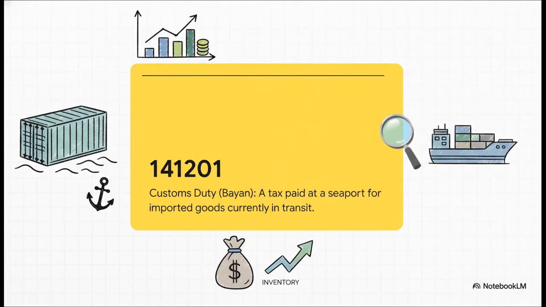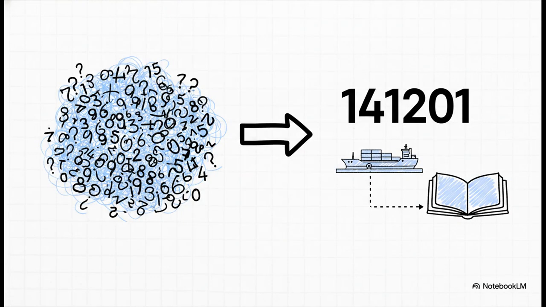And here it is, the whole story. 141201 stands for Customs Duty, sometimes called a bayon. It's the very specific tax a company paid at a seaport for goods they've imported that are still on their way to be added to their inventory. Wow. I mean, all of that detail packed into just 6 little numbers? It's pretty incredible. So just like that, what started as a totally meaningless string of numbers has become a crystal clear financial story. That is the magic of a good chart of accounts. It takes what could be chaos and just makes it make sense.